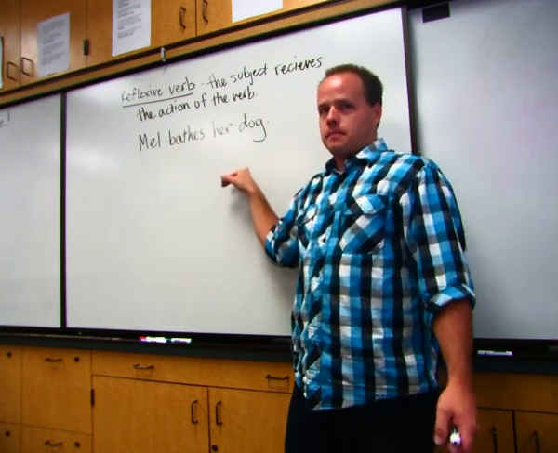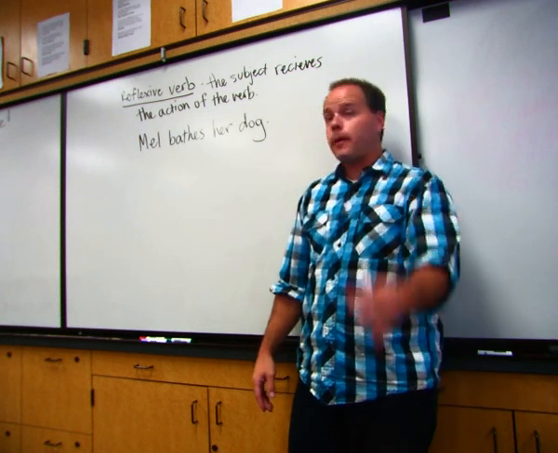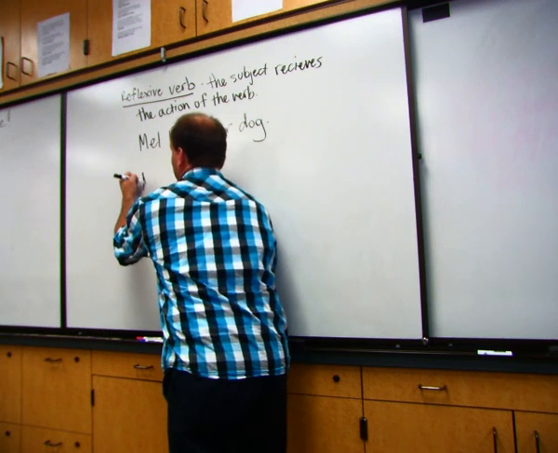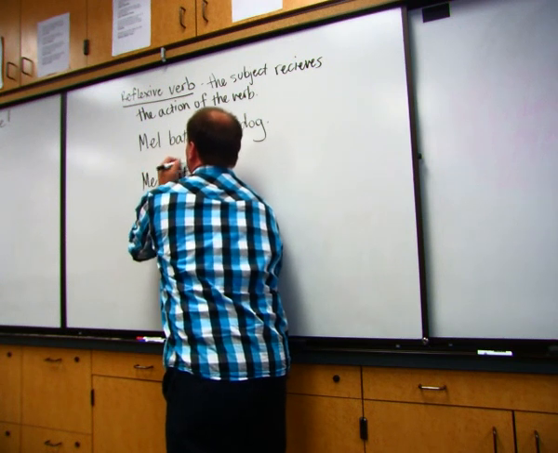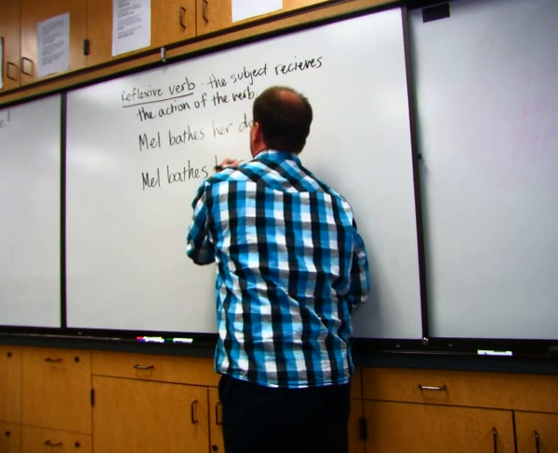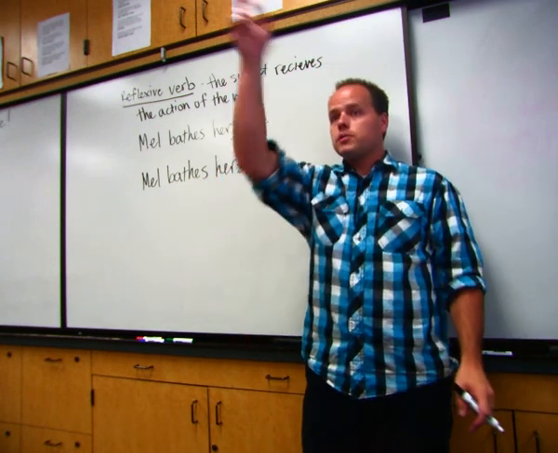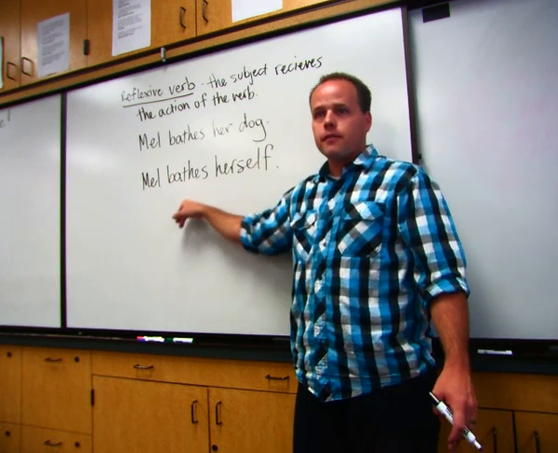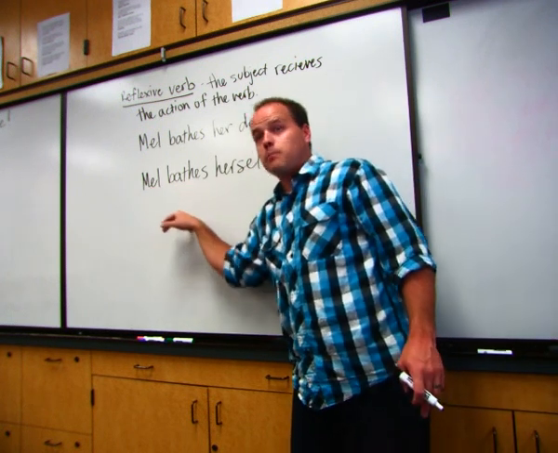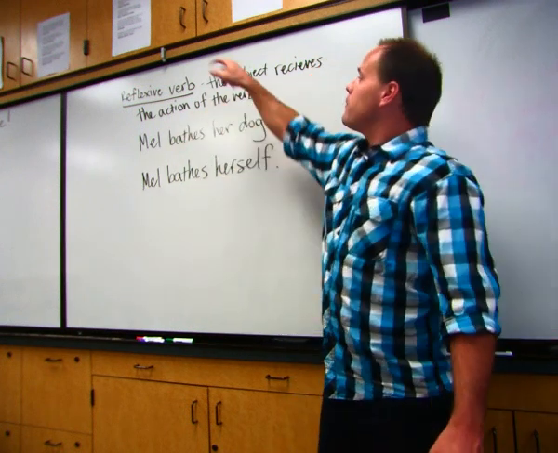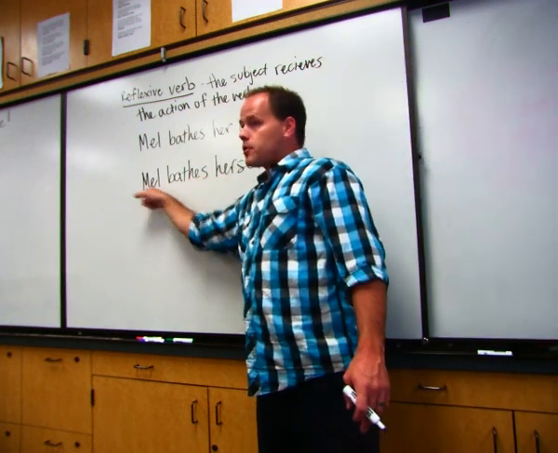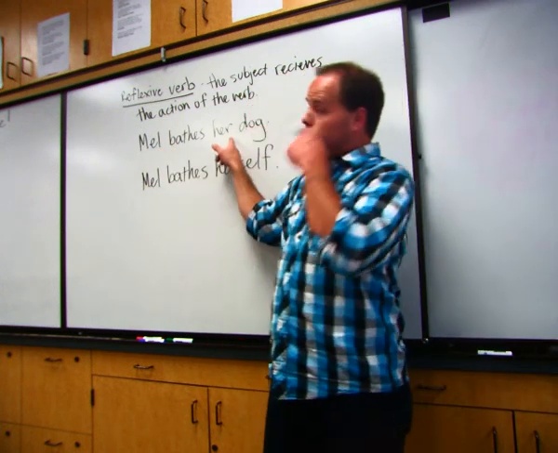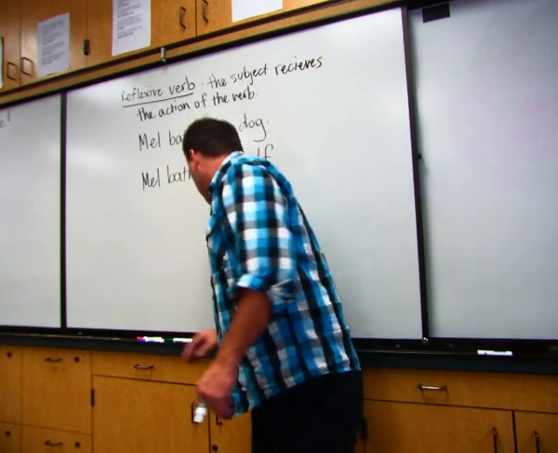The dog does. Okay? Now, Mel, I'm going to go out on a limb here, but do you bathe yourself? Yes. Okay. So Mel also bathes herself. In this case, who's performing the bathing? Mel is. Who's receiving the benefits of the bath? Notice how it reflects back on the subject. That's what a reflexive verb is, where the subject, the person performing the action, receives all the benefit from the action. Where in the first case, the dog is receiving the benefit of the bath. That's what a reflexive verb is.